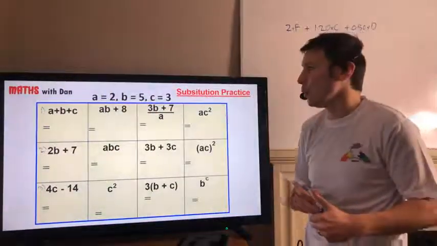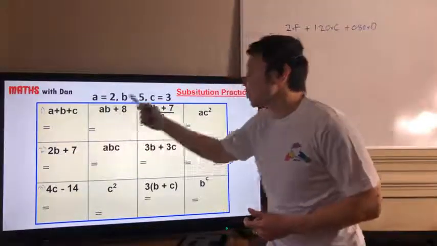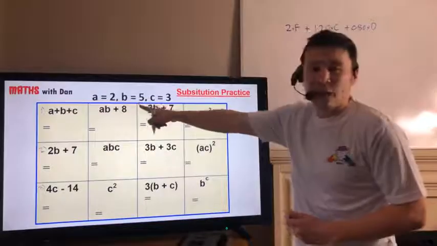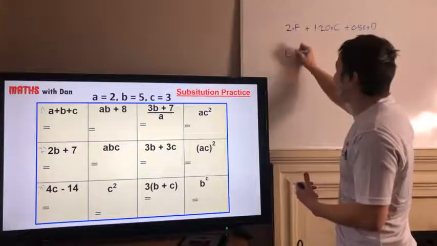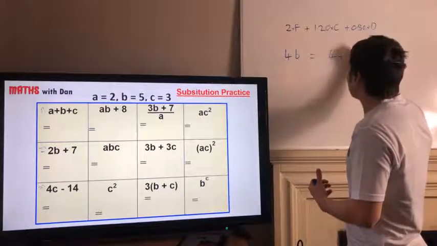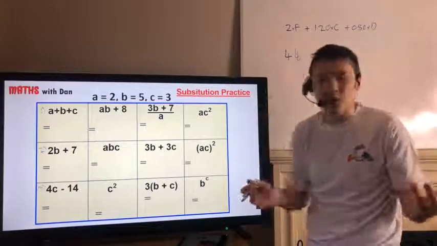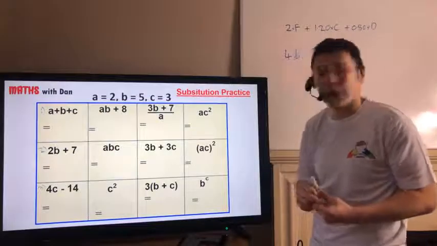So go down the board, okay? Remember, if you've got a 2 and a B, that means 2 lots of B. So it means 2 times whatever B is. A really important thing in algebra: if you've got something like 4B, that means 4 times B. Letters next to each other, anything next to each other in algebra means multiply. That's a really key thing to look at.